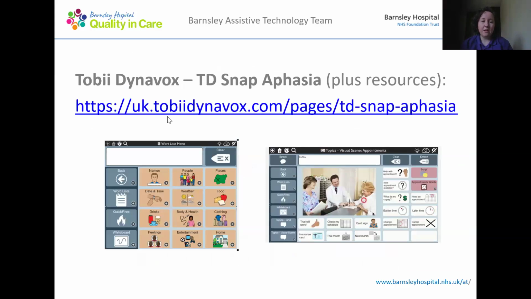Tobii Dynavox have another one called TD Snap, which has some similar features. It's got visual scenes, it's got a whiteboard, it has words organised by topic, it has phrases in as well. So, for example, going to the doctor, asking how my appointment is, when's the next appointment available. So like some scripts as well. Scripting is something that's often used in aphasia therapy, isn't it, but it has some scripts in there that people can use to support conversations around specific topics.